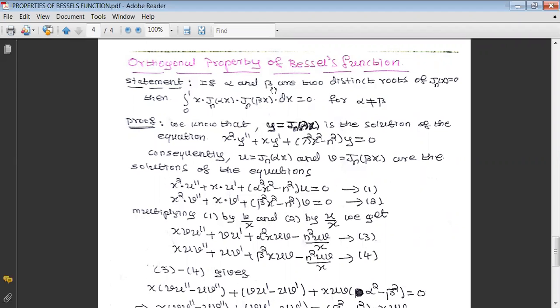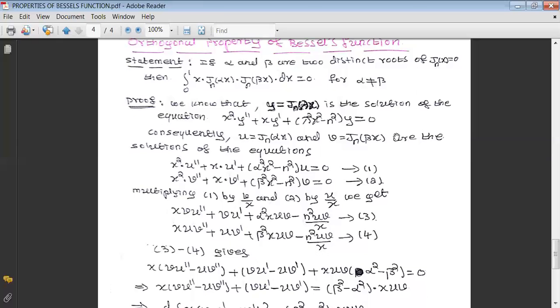If alpha and beta are two distinct roots of Jn(x) equals 0, then the integral from 0 to 1 of x into Jn(alpha x) into Jn(beta x) dx equals 0 whenever alpha is not equal to beta.